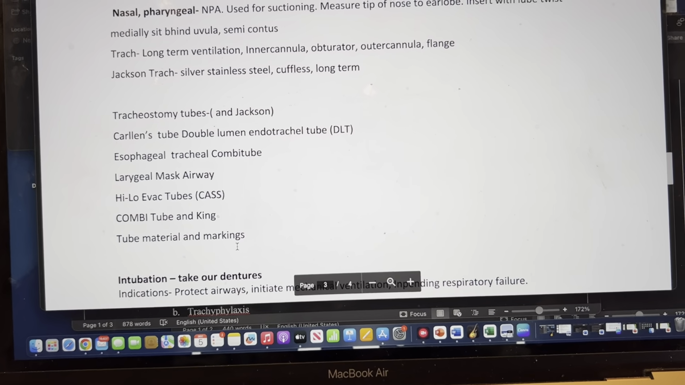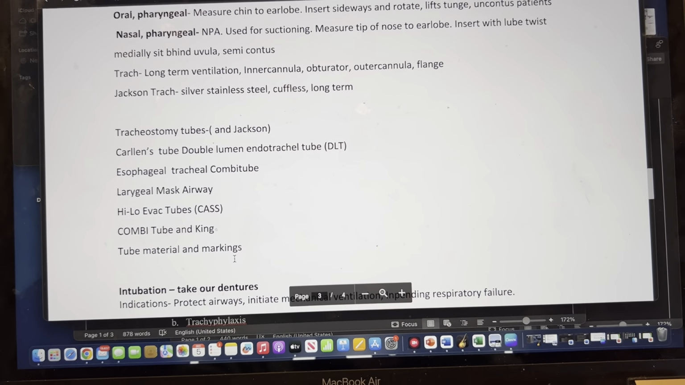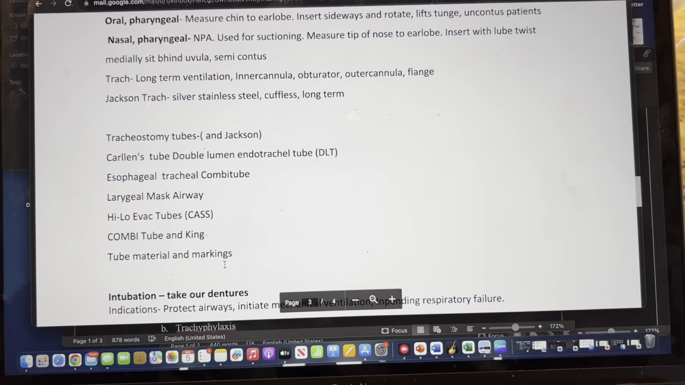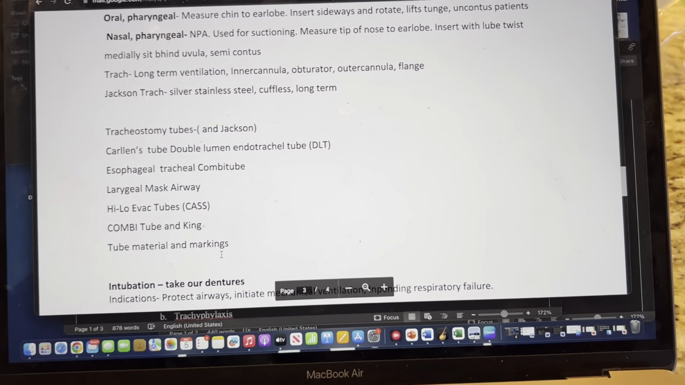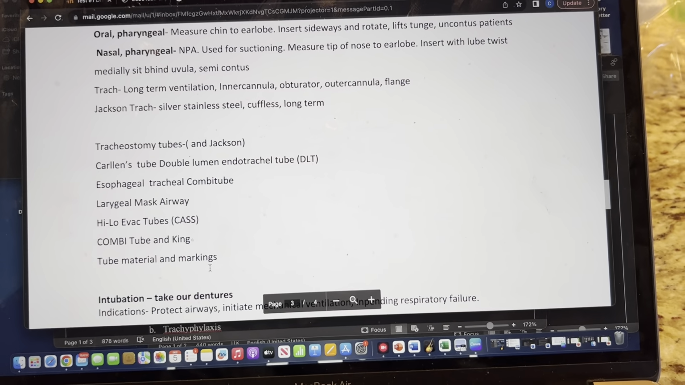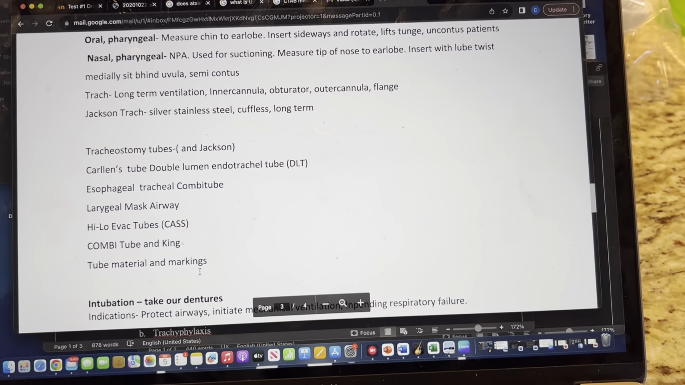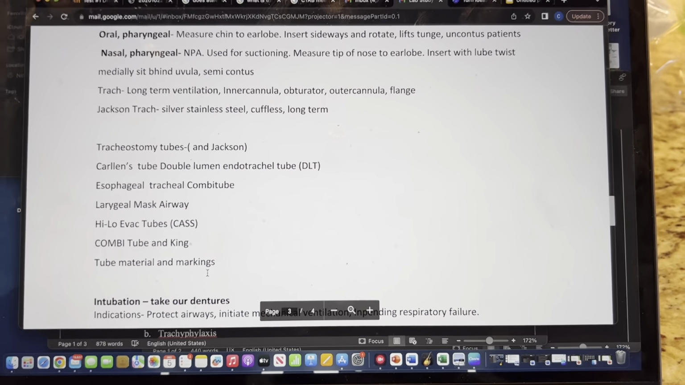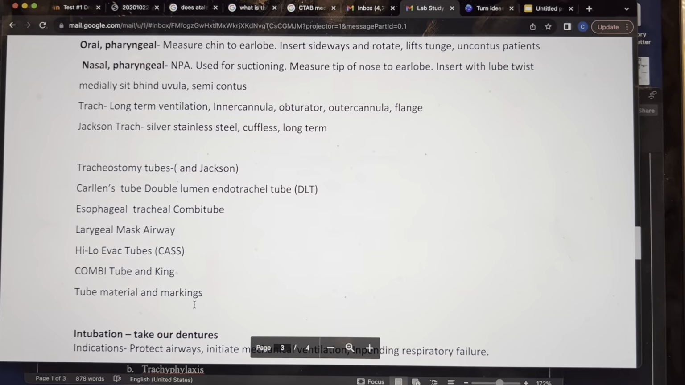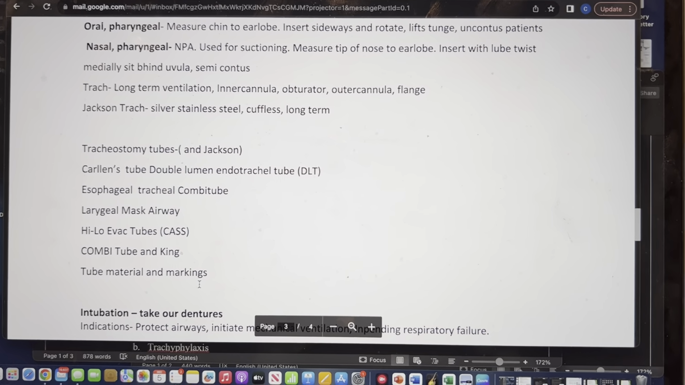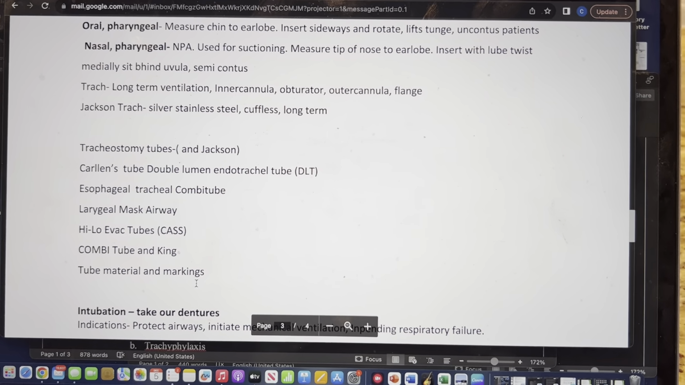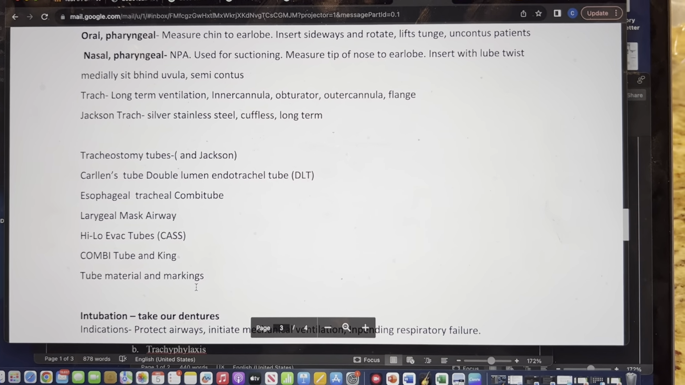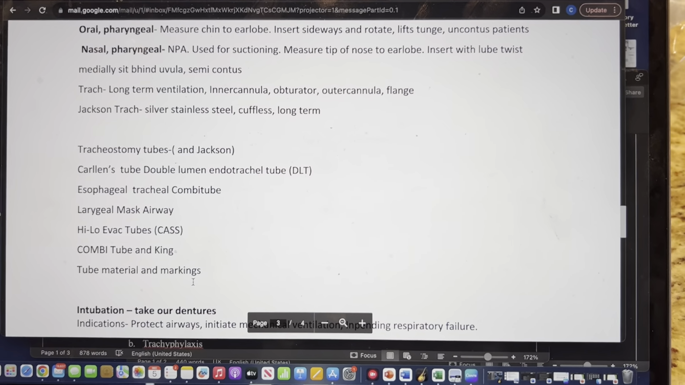Trachs are used for long-term ventilation. It has an inner cannula, obturator, an outer cannula, as well as a flange. Jackson trach, silver stainless steel. Jackson trachs are cuffless and used for long-term ventilation. Tracheostomy tubes: Jackson, Carlens double lumen endotracheal tube, that's for independent lung ventilation.